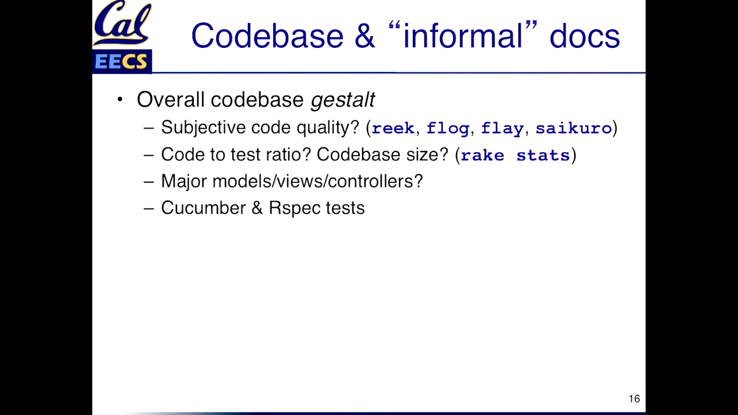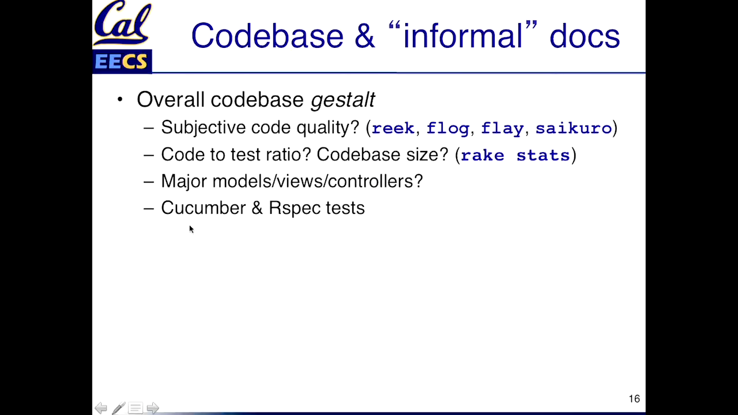There's also a lot of informal documentation that you can look at besides the code base. So we already know that you can run a variety of metrics on the code base, like reek, flog, flay, to look at duplication and look for design smells, complexity, Saikuro for computing the ABC scores, which Dave talked about in an earlier lecture. And we also know that there's tasks like rake stats that will give you sort of static measures. Just how many lines of code are there? How many lines are there in each?